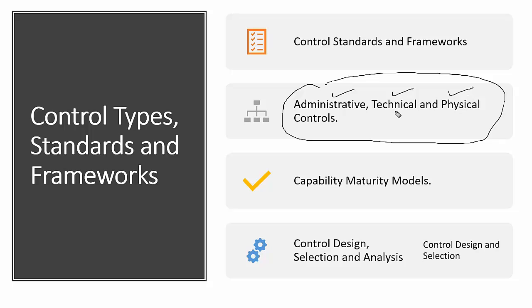Administrative control is a control which is administrative in nature. For example, senior management has announced in the company that if anyone wishes to resume back, they must carry a vaccination certificate. So this is something like a policy. This is something like an order which is introduced in the company. So it is an administrative control.